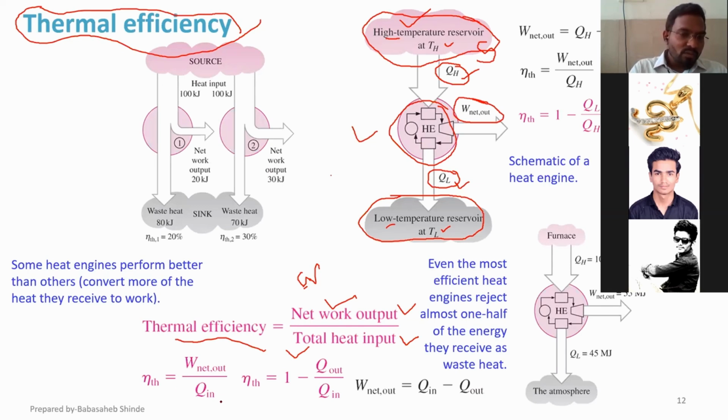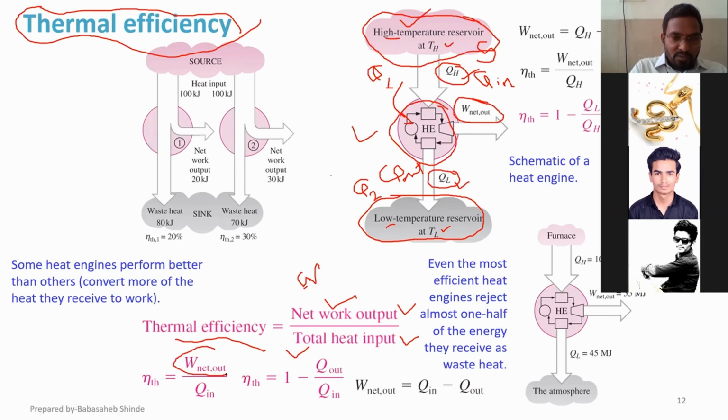I have written Q in over here. Why Q in? This QH is entering the heat engine. So this QH also can be called Q in, whereas this QL is going out of the heat engine. This can also be called Q out. So don't get confused in those two terms. QH is nothing but Q in. Also this QH or Q in can be called Q1. So while solving numericals, there may be Q1 and Q2 also. So don't get confused in that also. So η thermal is equal to W net out by Q in.